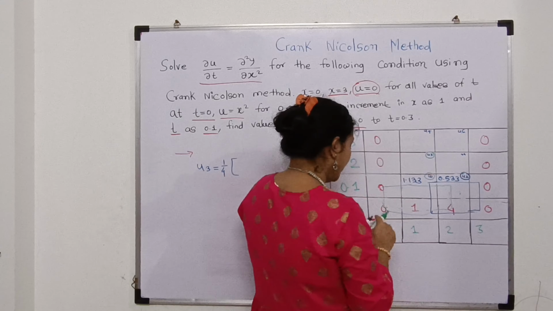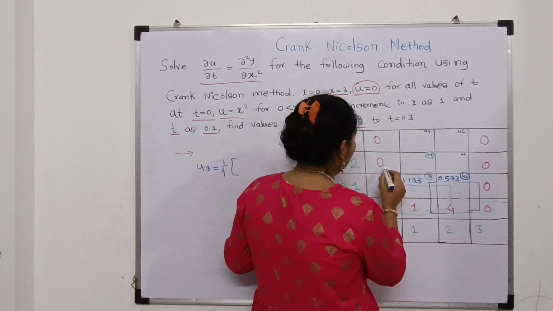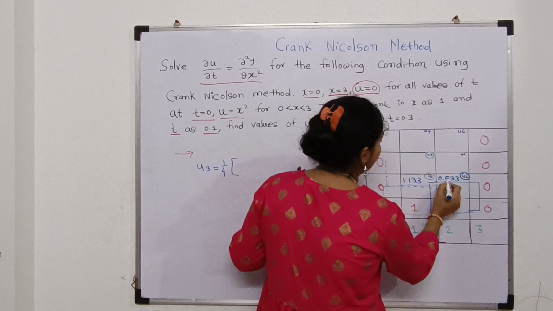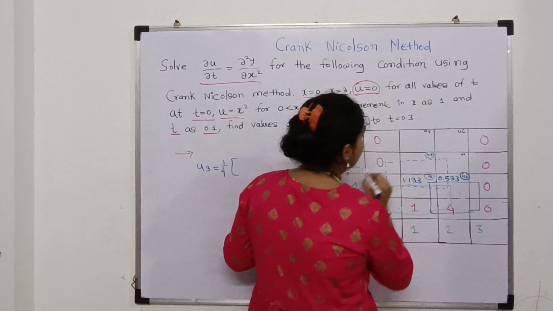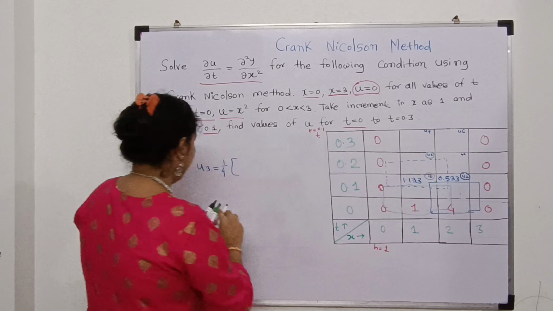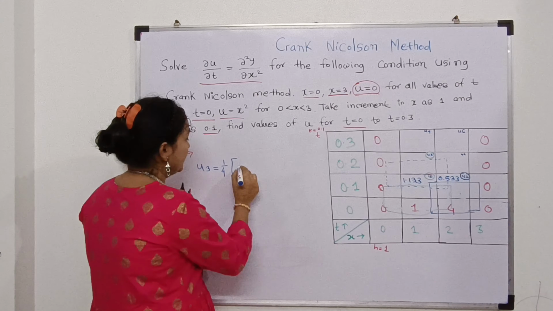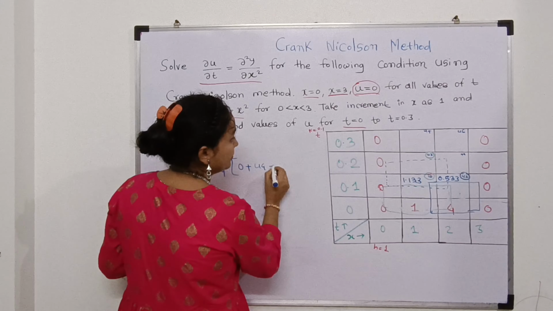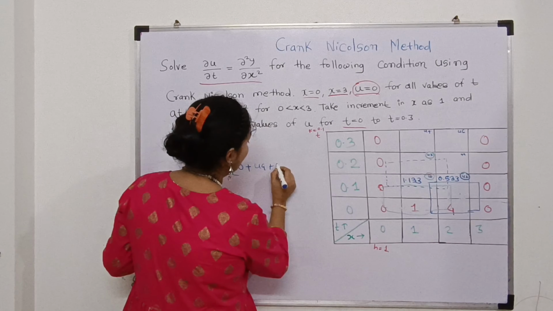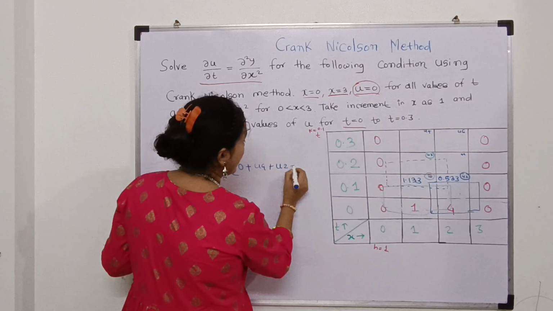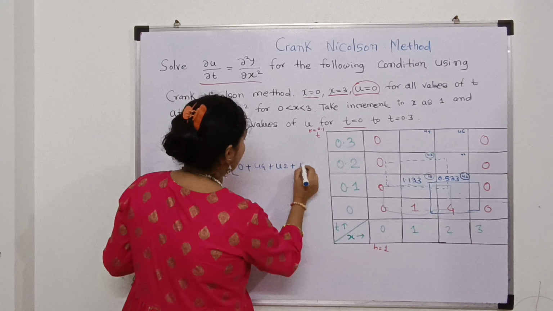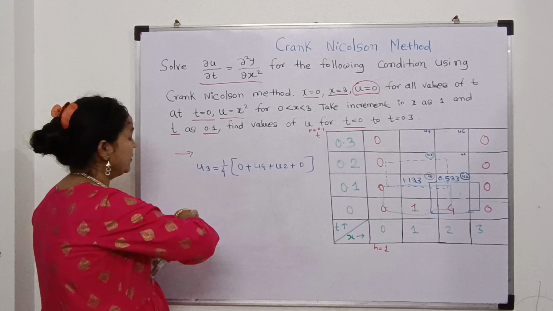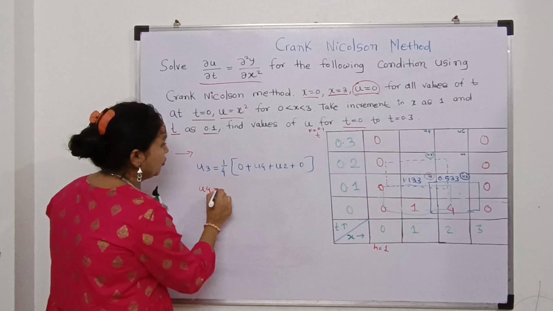So you are supposed to consider this total value, that is 0. Again this is 0 and this is the dotted line you are supposed to consider here, right? So it starts with 0 plus u4 plus again u2 value plus 0, right? Now in a similar manner you are supposed to calculate for u4.